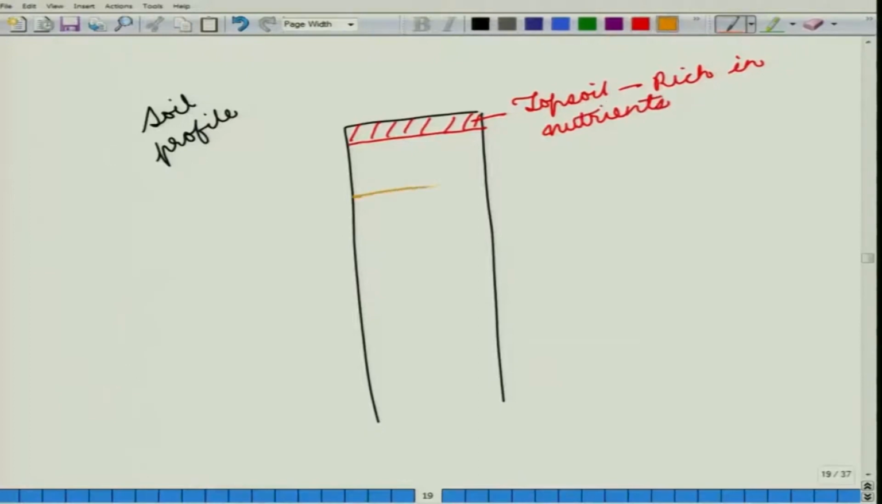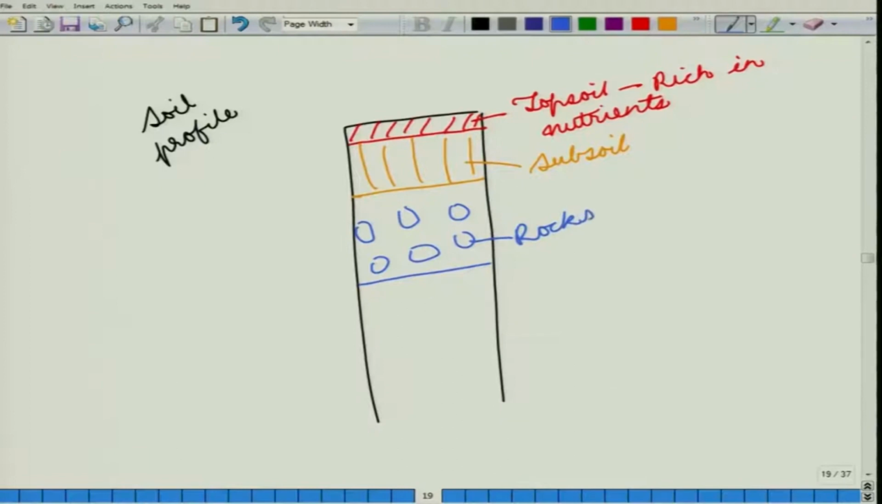That would be followed by a subsoil that is poor in nutrients. That would be followed by a layer where you have rocks and pebbles, followed by this big bedrock.